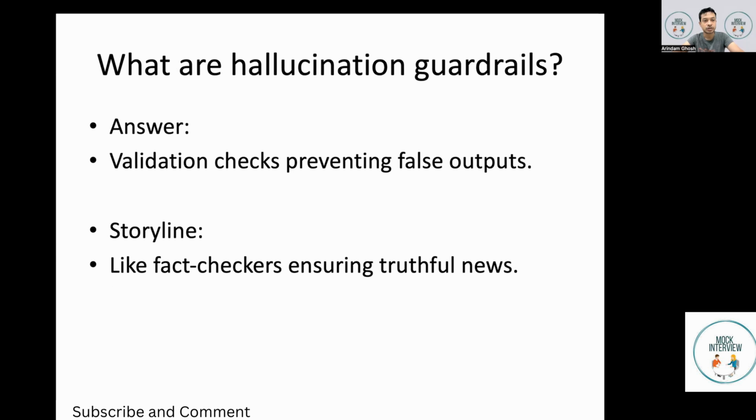Great. Next question, what are hallucination guardrails? Answer, validation checks preventing false outputs. Storyline, like fact checkers ensuring truthful news. So there are validations being done to always provide correct results, right? So that's how you can put some guardrails against hallucination.